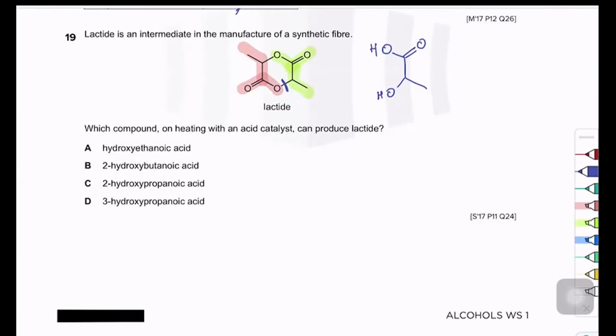Sir, can you explain this again? Sure. Identify the structure of an ester. We know in an ester you have a C=O bond. This part is attached to something coming from the alcohol, and this part is attached to something coming from the carboxylic acid.